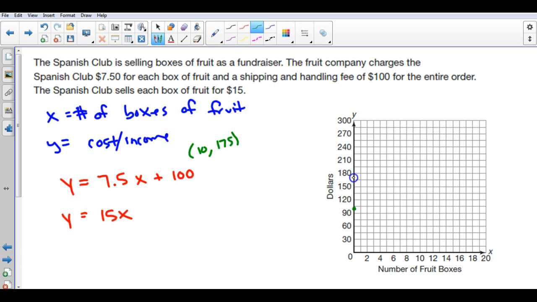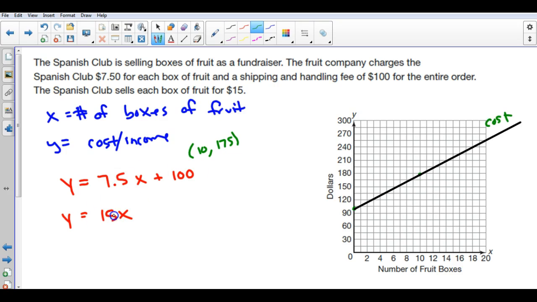So what I'm going to do is go over to where 175 would be, and then meet up with where 10 boxes of fruit is, and put a point here, and then I'm going to connect the dots. So this is going to represent my cost equation. I'm going to label this as cost, and this is my top one.